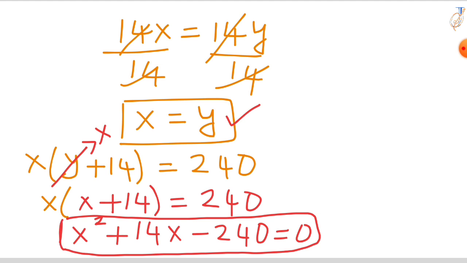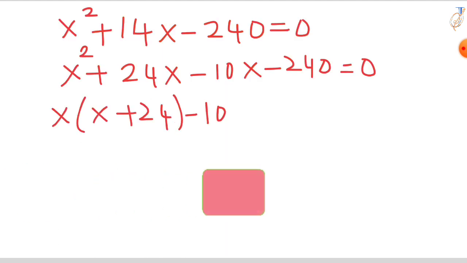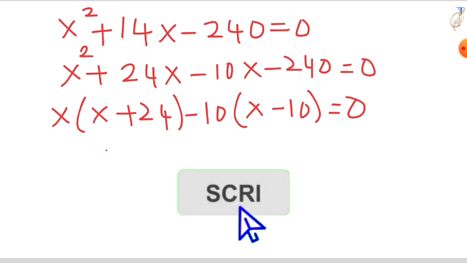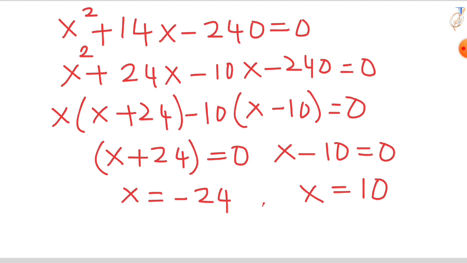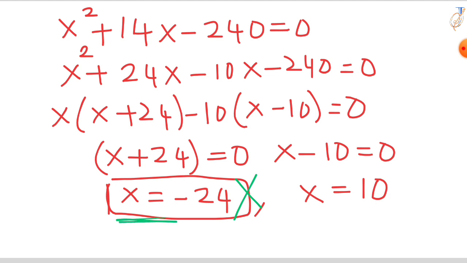Now find the factors of this. X plus 24 is equal to 0. X minus 10 is equal to 0. So X values are minus 24 and 10. We reject X equal to minus 24 because here X is representing a length. The length can never be negative in a circle. So that's why minus 24 we are not considering. Only X value 10 is left.